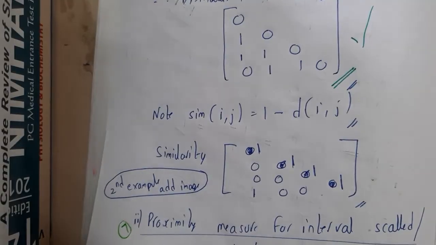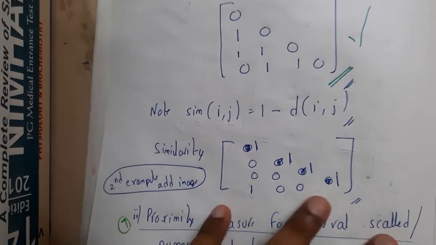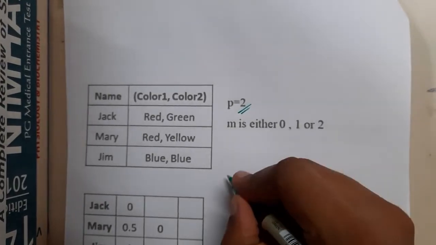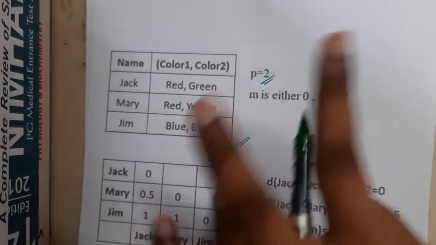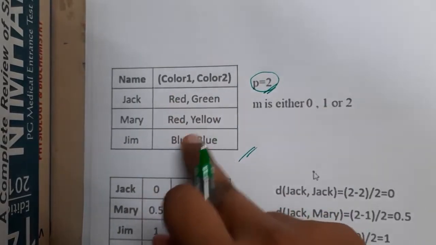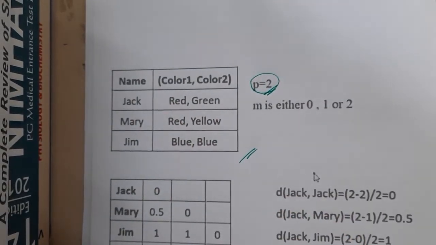Your question will be, okay, we got the idea of a single variable, but previously you told there could be 2 variables also. So how will the situation be? Okay, so now let us go through 2 variables, guys. Here the value of P is 2. Here we are having red and green, red and yellow, blue and blue. Got it? Now let us start.